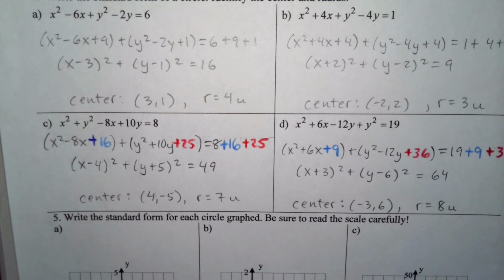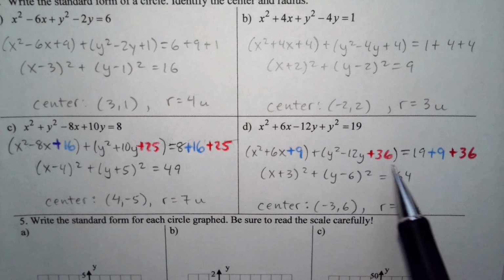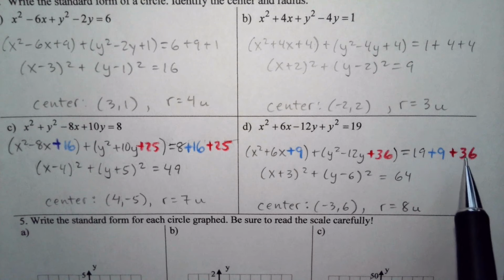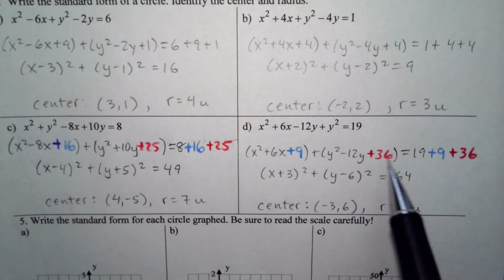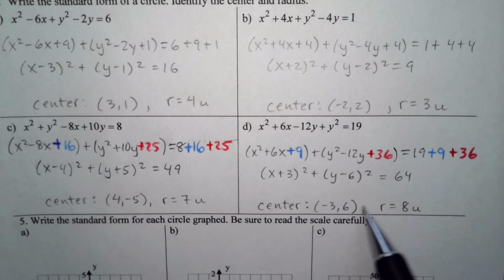Last example, letter D. Group the x's together, group the y's together. For the x's, to complete the square, we add 9. So we add 9 on both sides. For the y's, we add 36 on both sides. Clean it up. The center is (-3, 6), and the radius is 8.